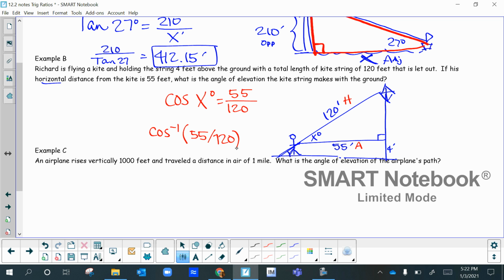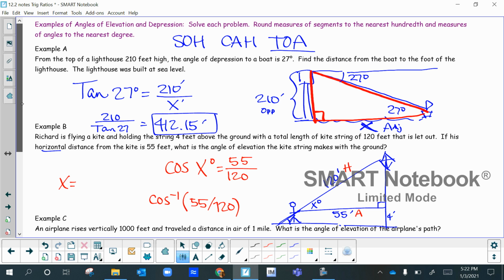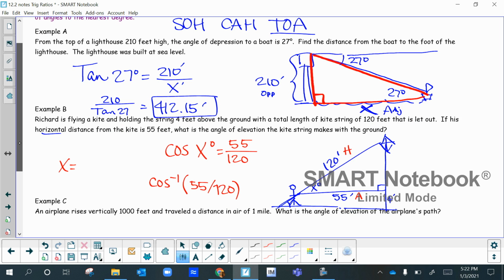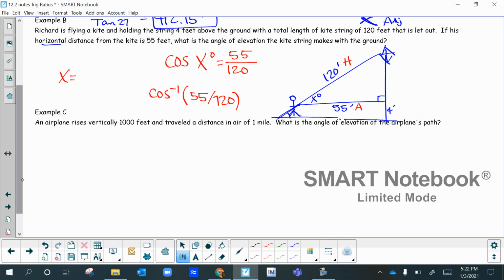So that means x is about, what does it say to round to? Round the angles to the nearest degree. So we can round to the nearest whole number. It's 62.7, so about 63 degrees. Okay, so 62.72 means I'm going to round up. Okay, and so 63 degrees is what the string makes with the ground.